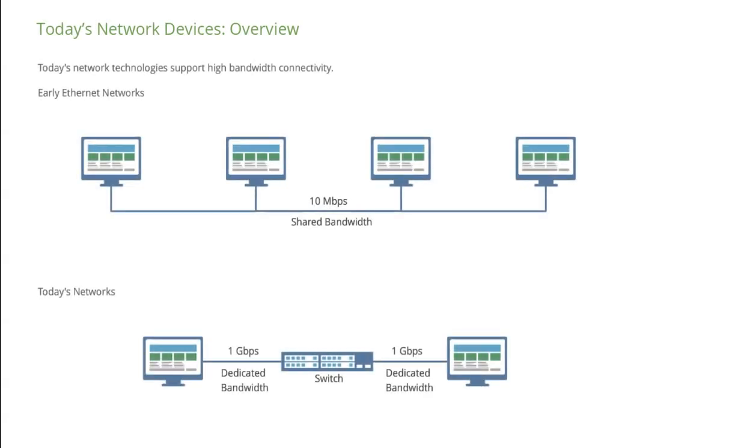Now, let's look at the devices used in today's networks. Network devices today look nothing like the repeaters, hubs, and bridges used just a few years ago. Instead of a group of devices sharing the bandwidth of a 10 megabit per second network, network devices today get dedicated bandwidth with speeds from 10 or 100 megabits per second up to 100 gigabits per second. That's an increase in speed of 10,000 times in just a few years.